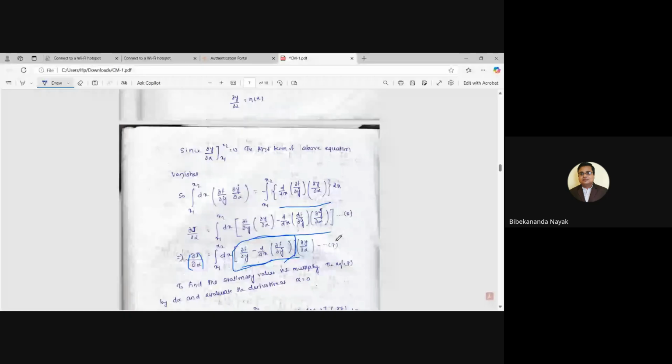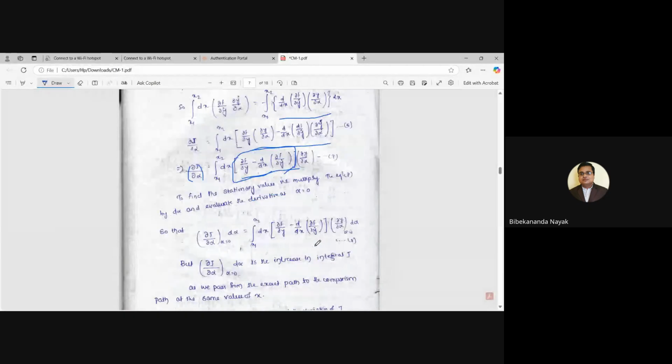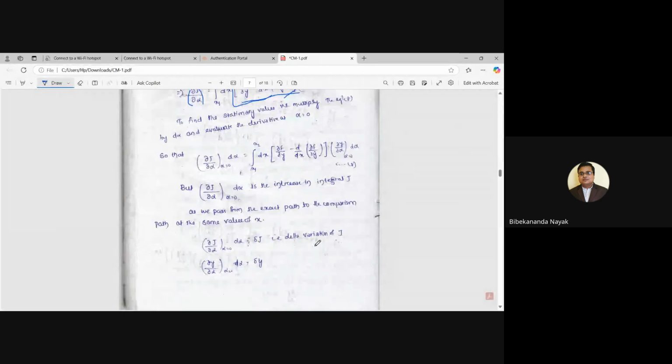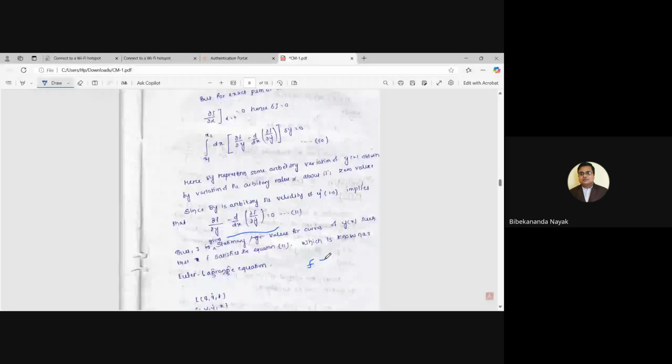So for the exact path this is 0, and for putting alpha is equal to 0, this becomes 0, which implies the integration must be 0. Since it is an arbitrary integration, the bracketed term should be 0. So we got a condition, del f by del y, all written here, is 0. So the bracketed term must be 0: del f by del y minus d by dx of del f by del y dot, that is 0. This equation is actually known as Euler-Lagrange's equation.